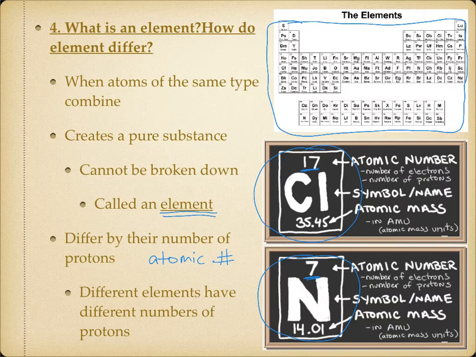The symbol gives you the name, and this down here is giving you what's called the atomic mass, which is the number of protons plus the neutrons. Neutrons have no charge, but they do contribute atomic mass to the atom.